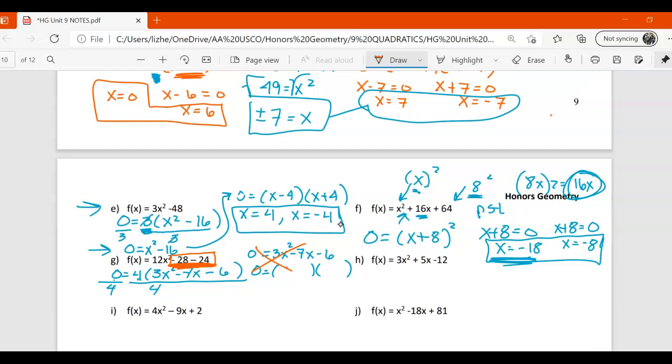Okay, H. Nothing in common. Your only chance here is to try to factor it. So 3x would be 3x times x. I need some numbers that are multiplying to give me 12. So, you know, I could do 6 times 2. I can do 4 times 3. And of course, I can always do 12 times 1. I want to add to get a 5.